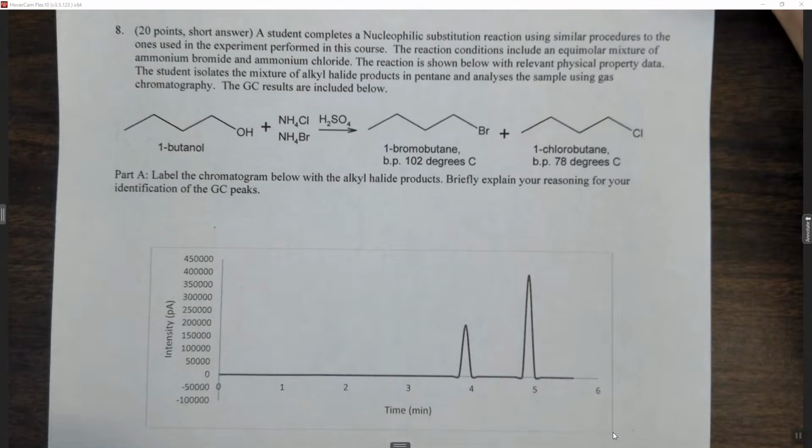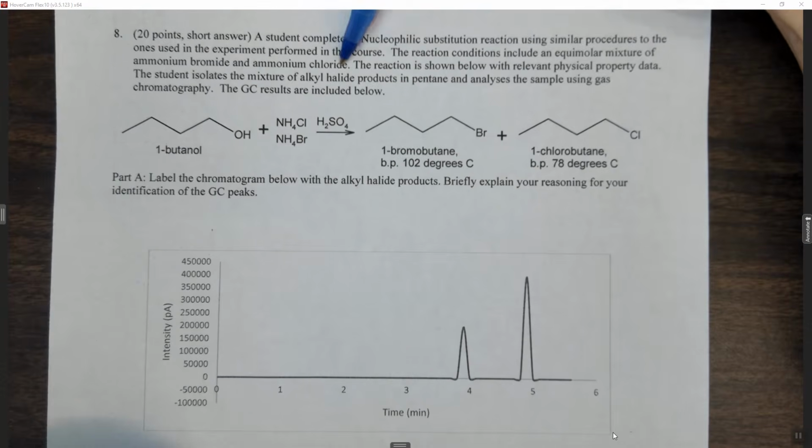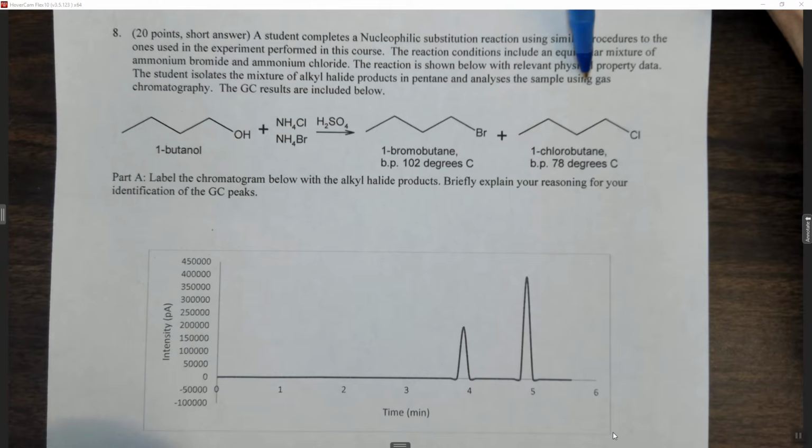All right, last question. It says, a student completes a nucleophilic substitution reaction using similar procedures to the ones used in the experiment performed in the course. The reaction conditions include an equal molar mixture of the bromide and the chloride nucleophiles. The reaction is shown below with the relative physical property data. The student isolates a mixture of the alkyl halide products in pentane and analyzes the sample using gas chromatography, GC. The GC results are included below.